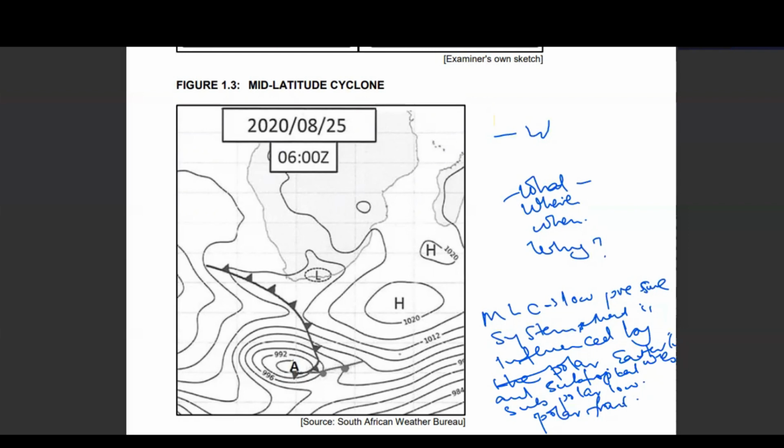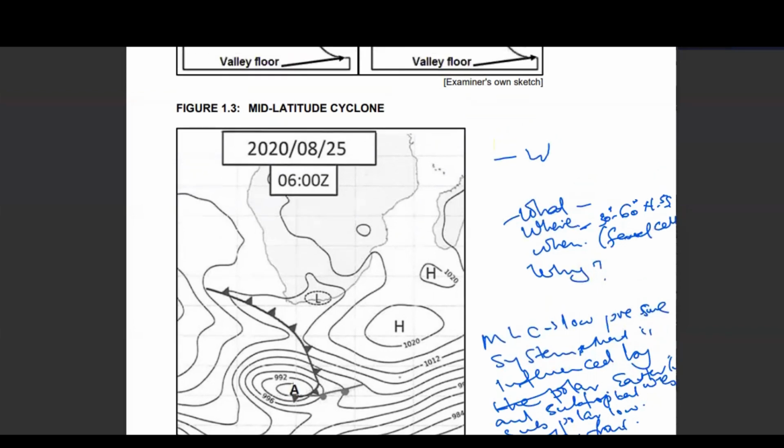Okay? And by you understanding what is it, then we're looking at a definition. Where does it occur? Then we all know that it occurs between 30 to 60 degrees latitudinally, that is north and south of the equator. Okay, it occurs between 30 and 60 degrees, both north and south of the equator. And this is where we have the Ferrel cell. Okay, when does it occur?